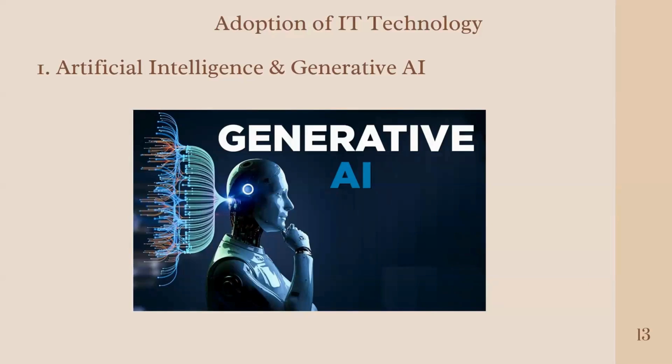Adoption of IT technology. First is artificial intelligence and generative AI. In recent years, banks have been rapidly advancing in the use of information technology, especially artificial intelligence and generative AI. The slide introduced how these technologies are being embraced by the banking sector to enhance the efficiency, security, and customer experience. The image of the robot labeled generative AI highlights the cutting edge, futuristic nature of this technology. It represents a shift from traditional banking methods to automated, intelligent, and predictive systems that are revolutionizing how financial institutions operate.